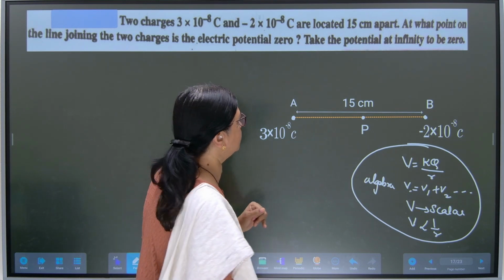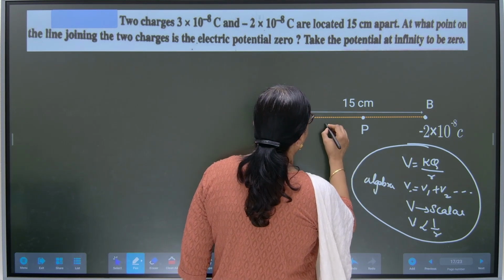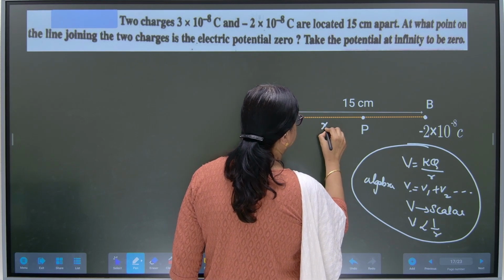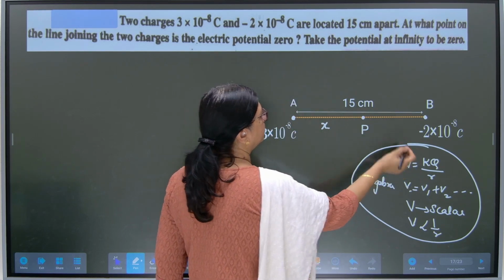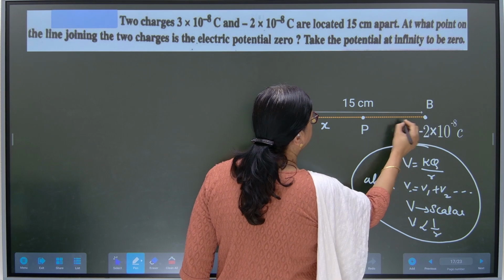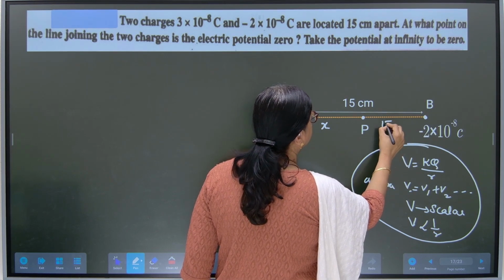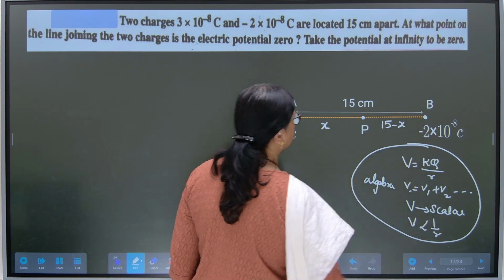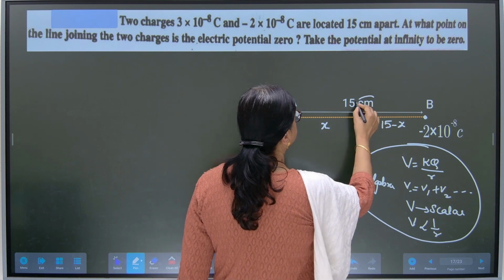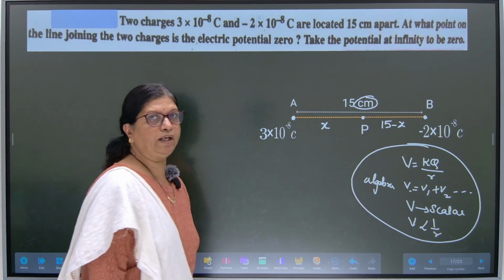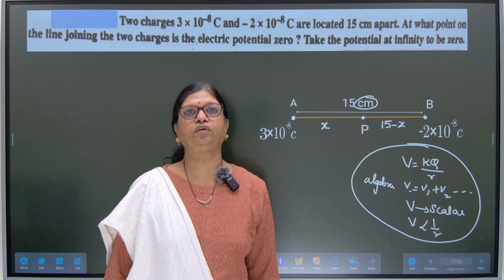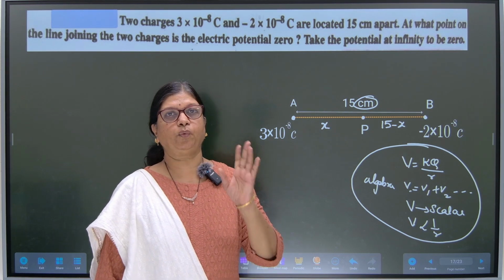So here they are asking me to find the point at which the electric potential is 0. I have considered one point P, which is at a distance of x from A. So from P to B, the distance will be 15 minus x. Remember, this is in centimeters. We will convert it at the end, if required.